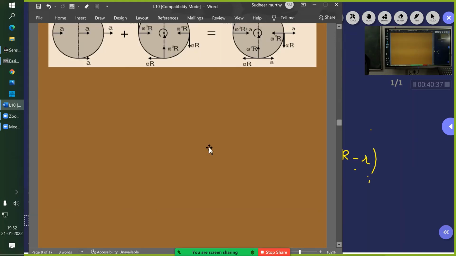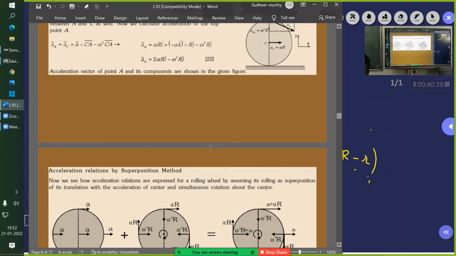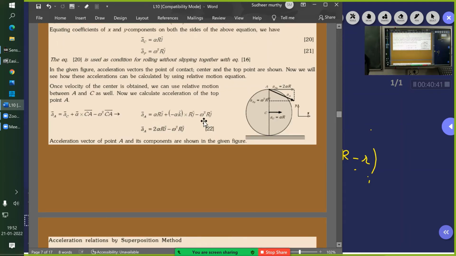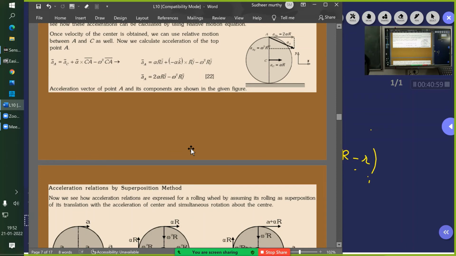Are you getting this from this equation? You are getting minus omega square R j cap. There is one extra plus omega square in the i component. You are getting an extra alpha omega.